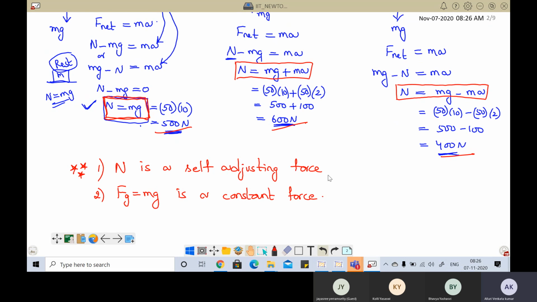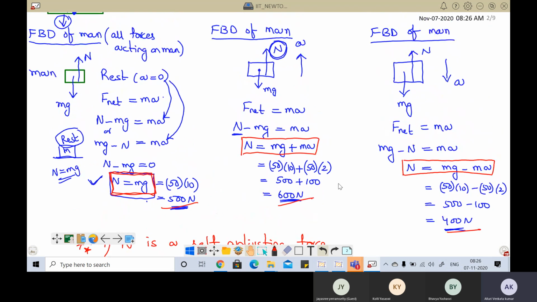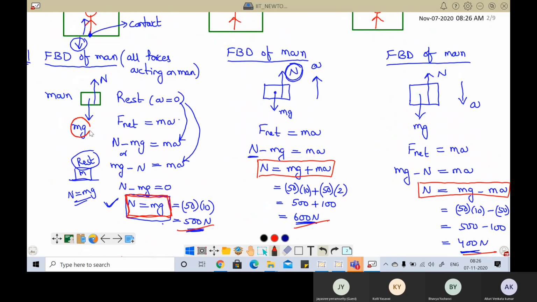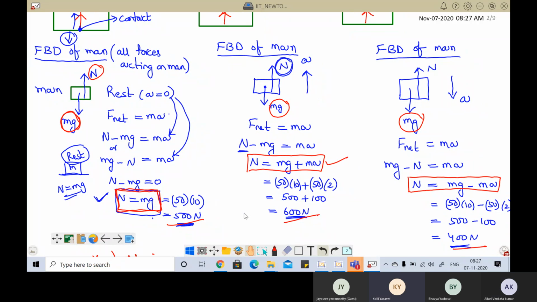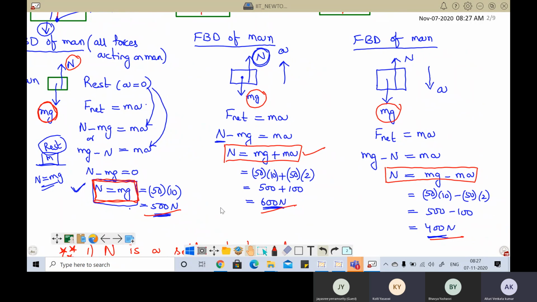Here in the free body diagram, how much is the gravitational force? First case? mg, sir. Second case? mg, sir. Third case also mg. But normal reaction in this case, how much did we get? First case, mg. Second case, mg plus ma. And third case is mg minus ma.